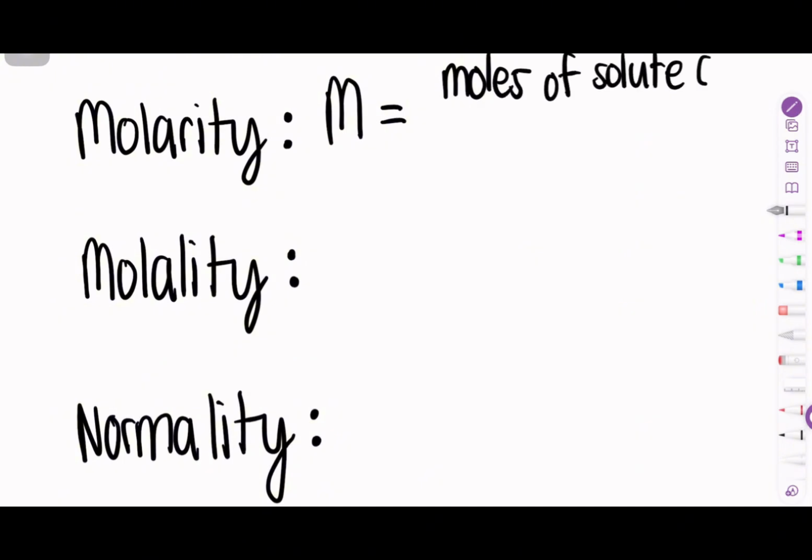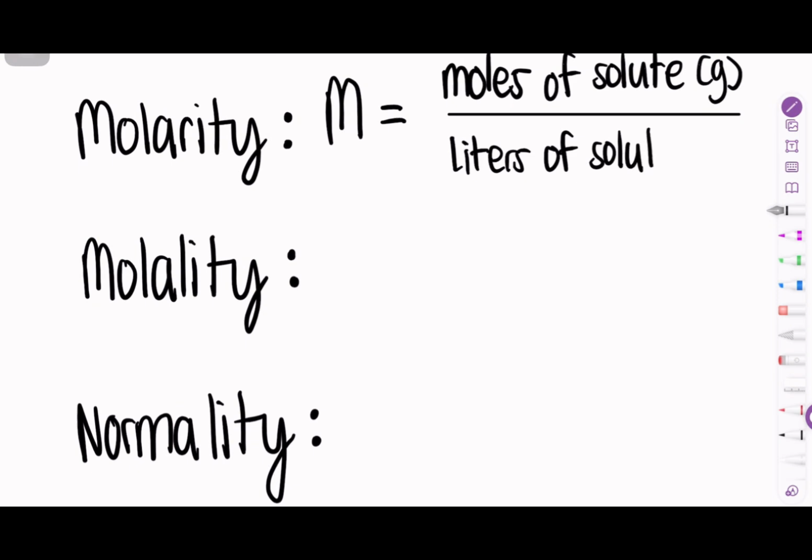So, first things first, what exactly is molarity? Now, molarity has a symbol capital M, and it is the number of moles of solute dissolved in 1 liter of solution. So the formula will be capital M is equal to the number of moles of solute, which must be in grams, over liters of solution. And of course, as the name suggests, the unit will be in liters.